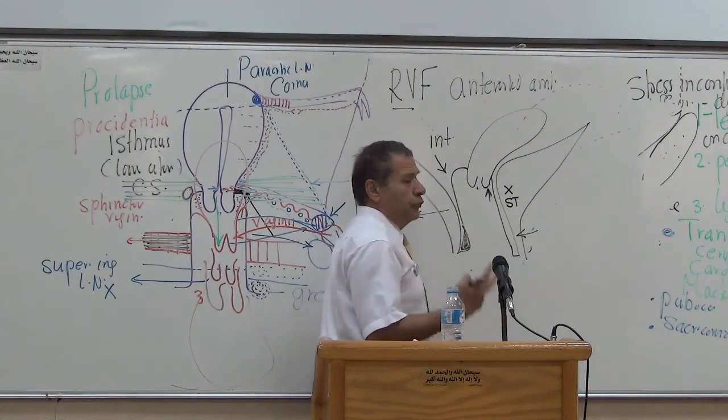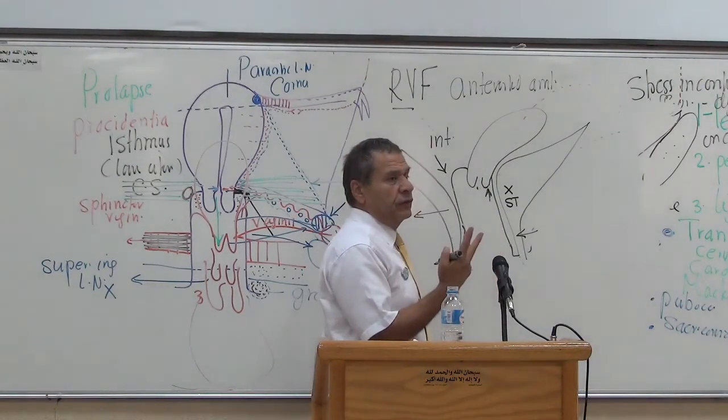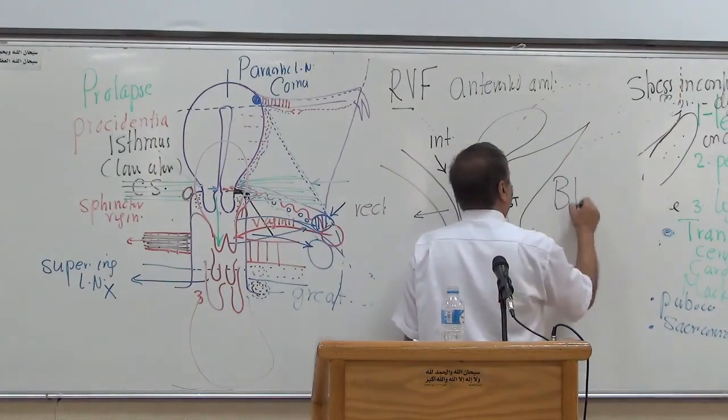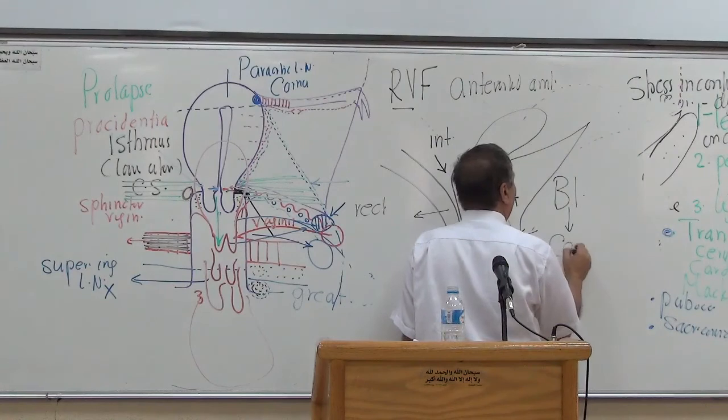Also, when I'm doing PV, I'm touching the cervix. And when I remove my hand, I look at my finger. If there is blood during PV, it can indicate carcinoma of the cervix.